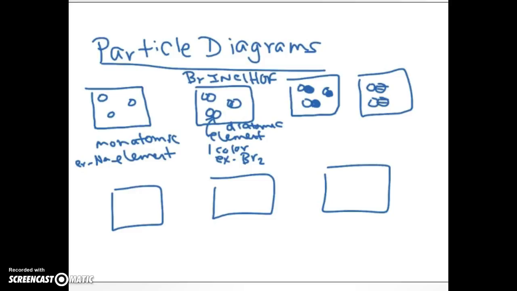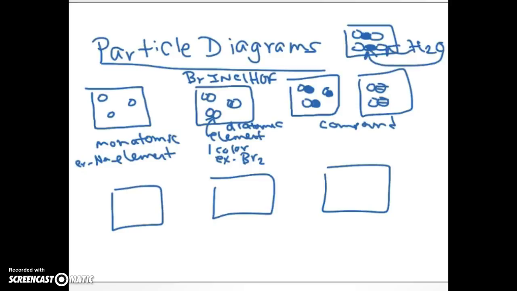There's no set rule for what a compound has to look like, as long as we have at least two different colors attached. We could also have a compound with more than two circles attached. For example, here, this could represent something like water, two of one element, the H, and one of the oxygen. This could represent a compound like HBr.